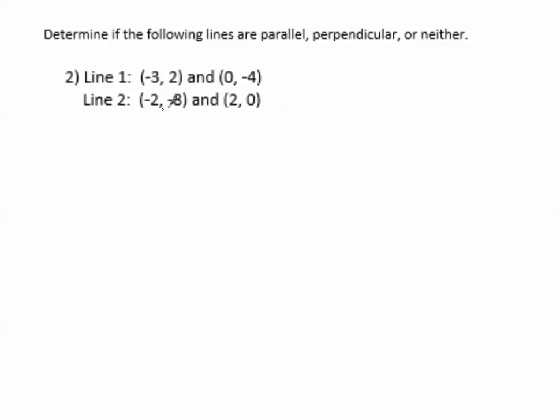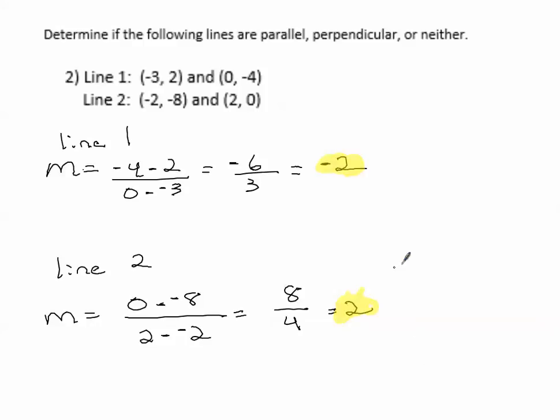All right, let's do a second one. Parallel, perpendicular, or neither. Go ahead and pause the video, find those two slopes, and then we'll compare them. Okay, so line 1 has a slope of -2. Line 2 has a slope of +2. They're not exactly the same, so parallel is out. Perpendicular, we've got one negative and one positive, so we're good so far, but we don't have the reciprocal.